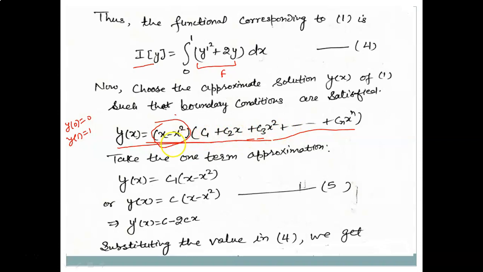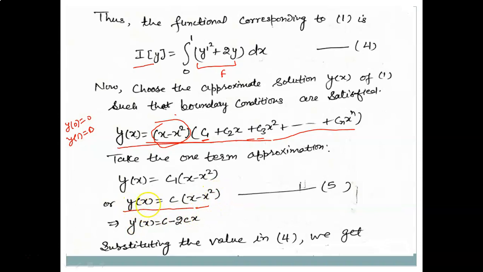You can restrict the choice of this function to one term. Suppose you are taking only the first term and you are not considering these. So still this y(x) is an approximate function where you can get y of 1 equal to 0. Sorry, this is 0. And again y of 0 is also 0. So for one term approximation, you can take y(x) like this. Actually this is c1, but I am considering it as c. Now when y(x) is this, then y dash becomes c minus 2cx, the differentiation of this. Now you have obtained the value of y(x) as well as y dash.